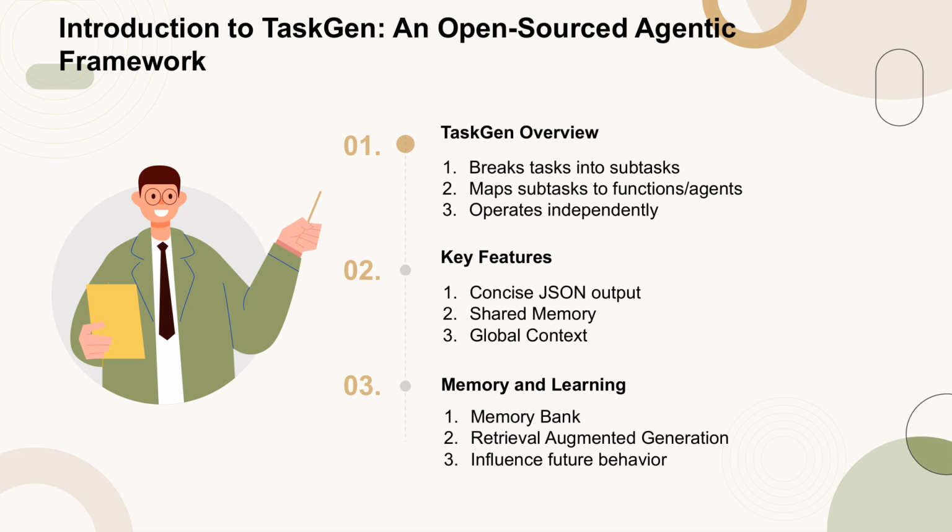TaskGen also features shared memory, which allows components to share context on a need-to-know basis, and global context, which informs the agent of dynamically changing information. Additionally, TaskGen implements a memory bank that stores various abstraction spaces, enabling the use of retrieval-augmented generation to influence future behavior based on past experiences.